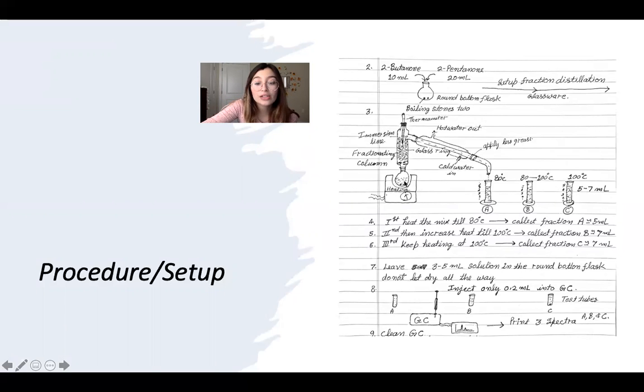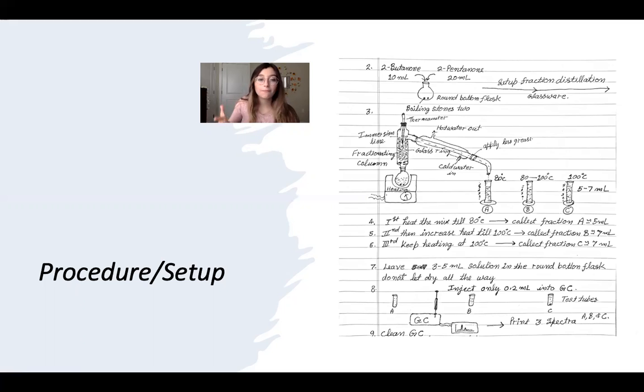And once we see that our still pot has about 3 to 5 milliliters, then we are done, okay? We cannot let the still pot get dry. A fraction of 5 milliliters is going to be collected for receiver A, 7 milliliters for B, and 7 milliliters for C. So after this, we're going to collect small fractions in test tubes so that we can test it for the GC. It's going to be 2 milliliters in each test tube. After that, we're going to grab 0.2 microliters to put into the GC. I will explain more about the syringe while you're in lab.